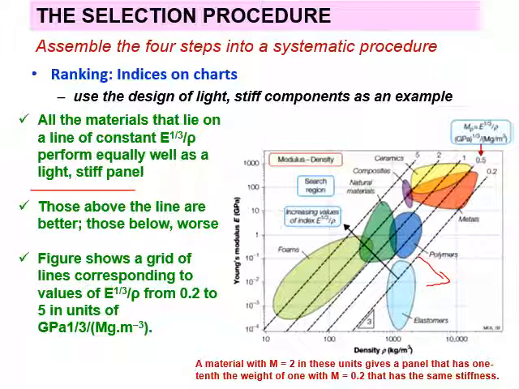So the figure shows a grid of lines corresponding to values of the material performance index, having a slope of 3. Over here the slope is 3. In the case of this one, the slope is 3 from 0.2 to 5 in units of gigapascal to the power of 1/3. Okay, so over here.